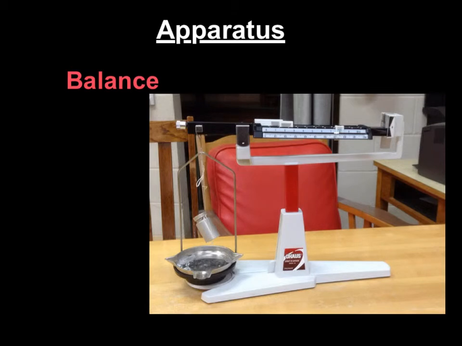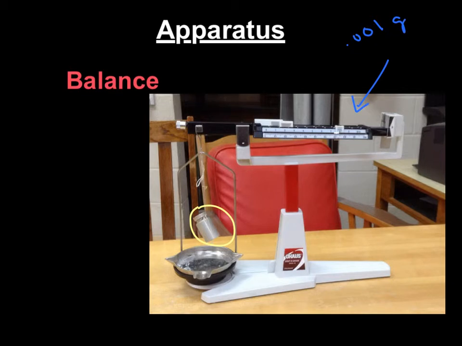Once you have the densities of the fluids you're going to immerse things in, we're going to figure out the densities of these unknown items right here. So this is your balance right here. It is a centigram balance, goes to the 100th of a gram, which makes this pretty accurate, which means you measure to the 0.001 of a gram when you measure this.